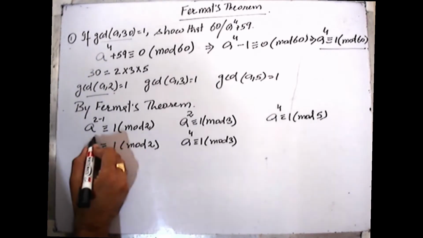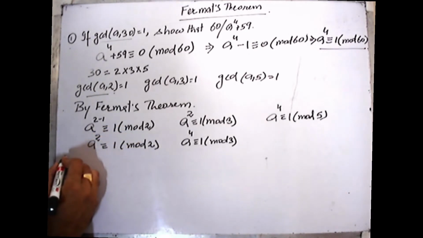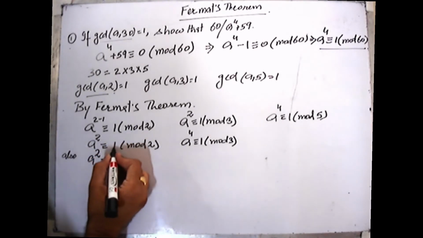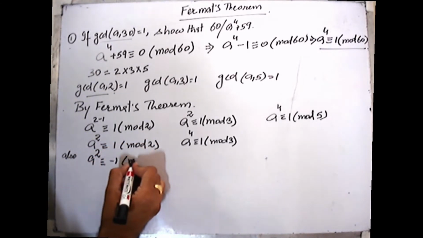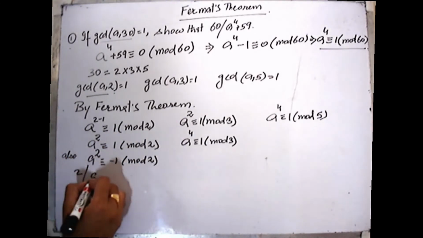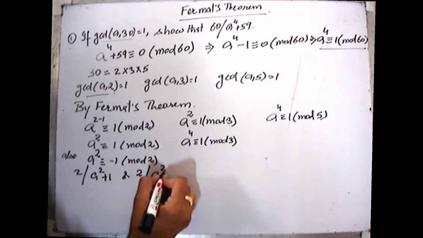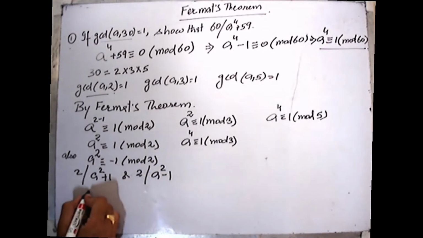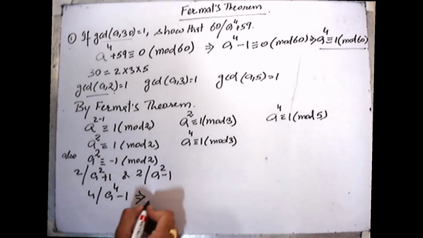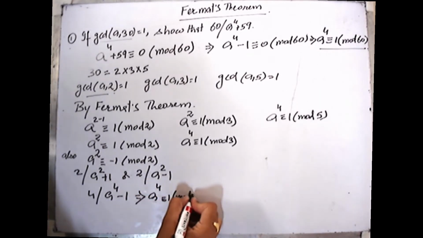First we square both sides. a square is congruent to 1 mod 2. Also a square is congruent to, now 1 is congruent to minus 1 mod 2. So from here you see 2 divides a square plus 1 and 2 divides a square minus 1. So combining these two, 4 divides a power 4 minus 1, which may further be written as a power 4 is congruent to 1 mod 4.